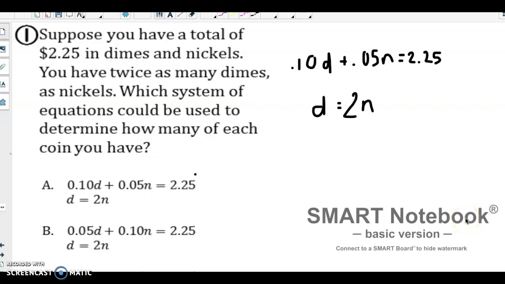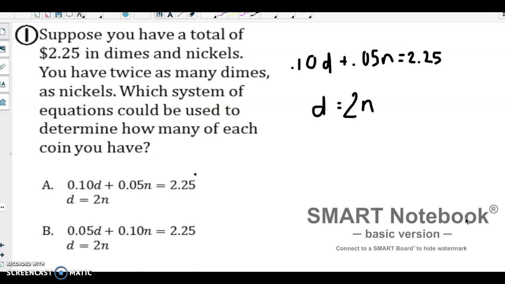Alright, so we're going to suppose we have a total of $2.25 in dimes and nickels. We have twice as many dimes as we do nickels. Which system of equations could be used to determine how many of each coin that we have? So again, we're given a situation and we need to write a system of equations that matches it.